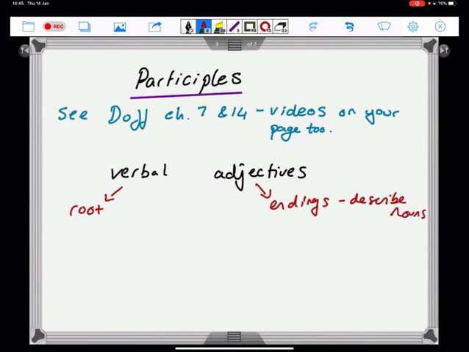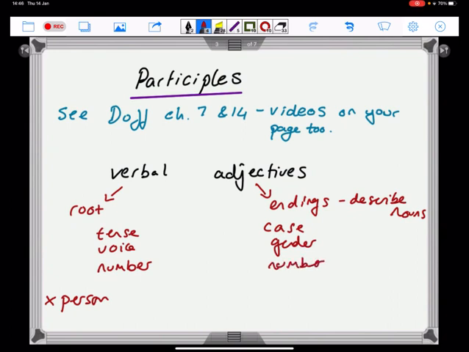What that means is that they've got tense and voice and number, but not person. And they've got case, gender and number. Obviously those two have crossed over. So there can be a lot of different morphological markers going on in participles, but they are extremely useful.